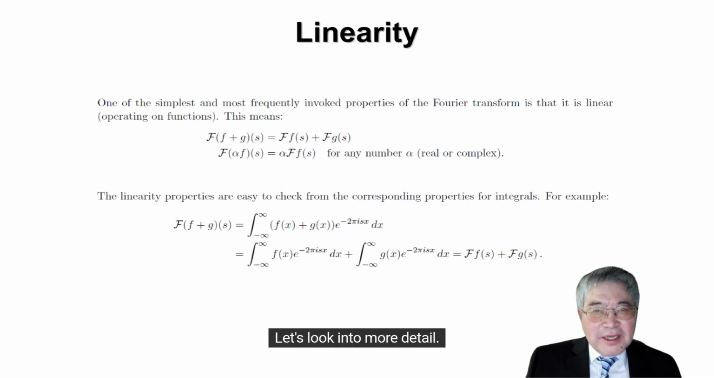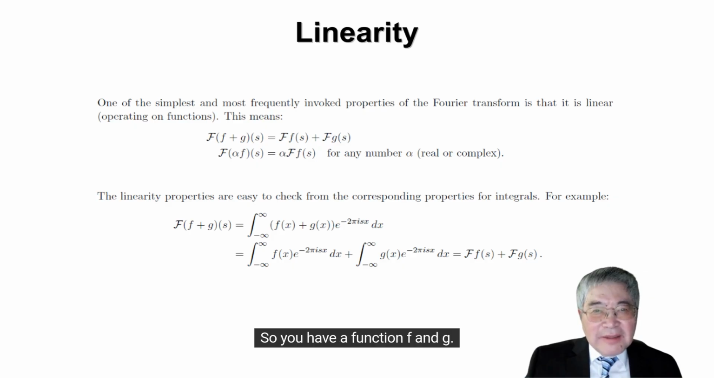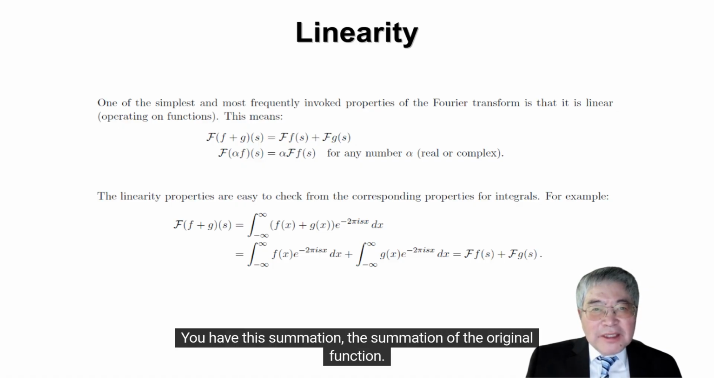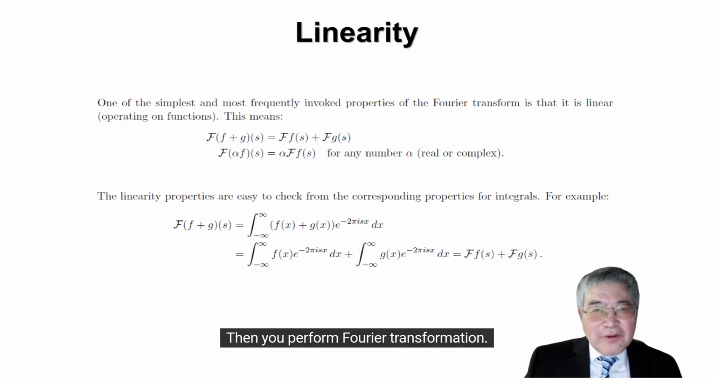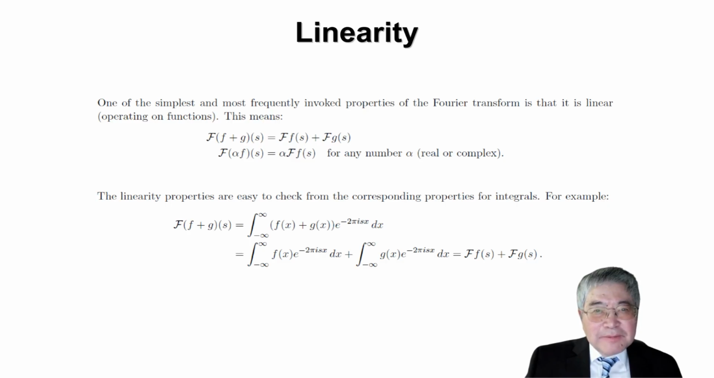Let's look into more detail. Okay, the first, linearity. This part is copied from the Stanford textbook. So you have functions f and g, and their Fourier transforms. You take the summation of the original functions, then perform the Fourier transformation. The result is the same as the summation of the Fourier transformation of f and the Fourier transformation of g.